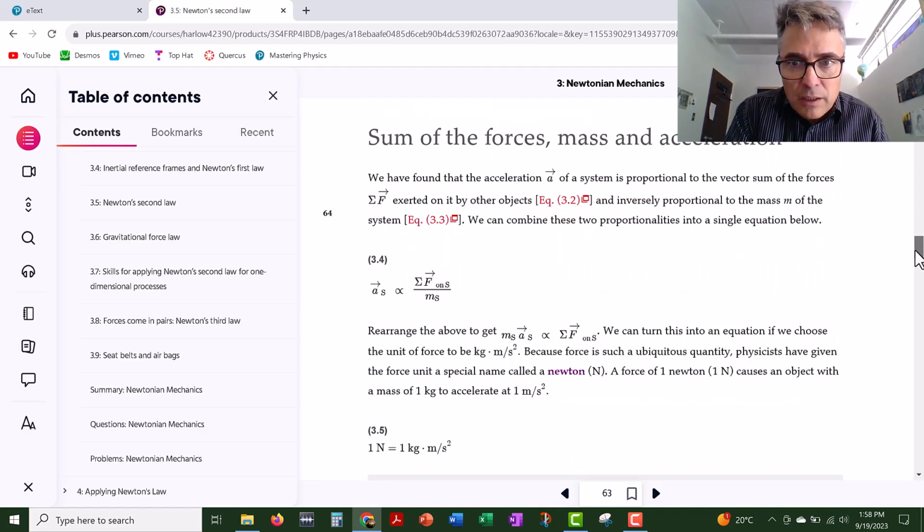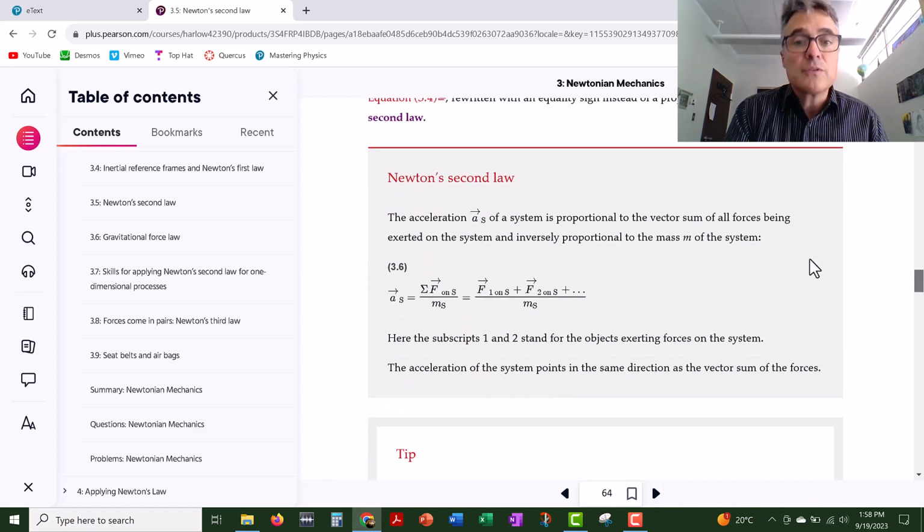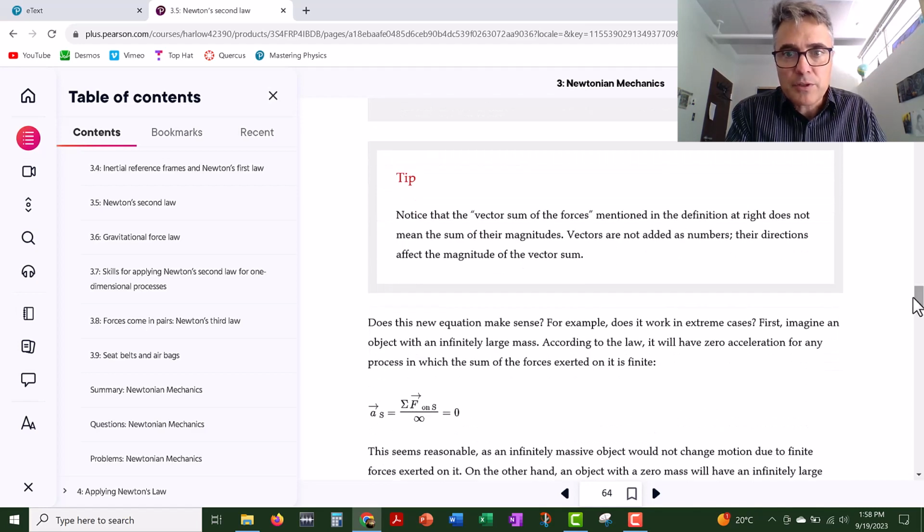It all gets summed up in one equation, if you keep scrolling down, called Newton's second law, also the title of this section, which is that the acceleration of a system is equal to the vector sum of all the forces on the system divided by the system mass. The vector sum of forces is sometimes called the net force.